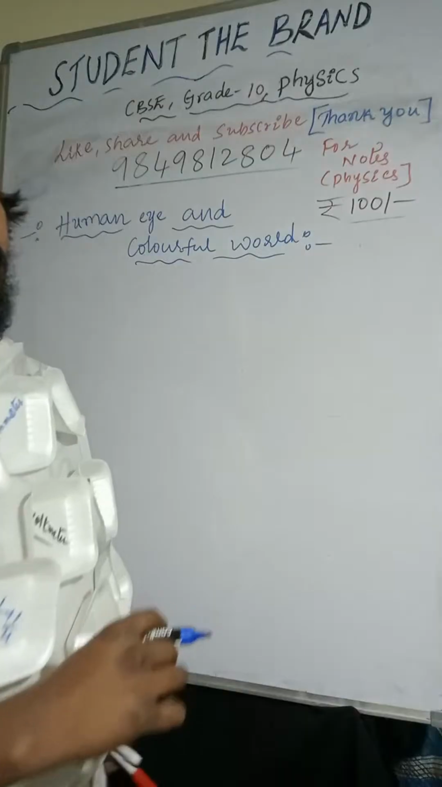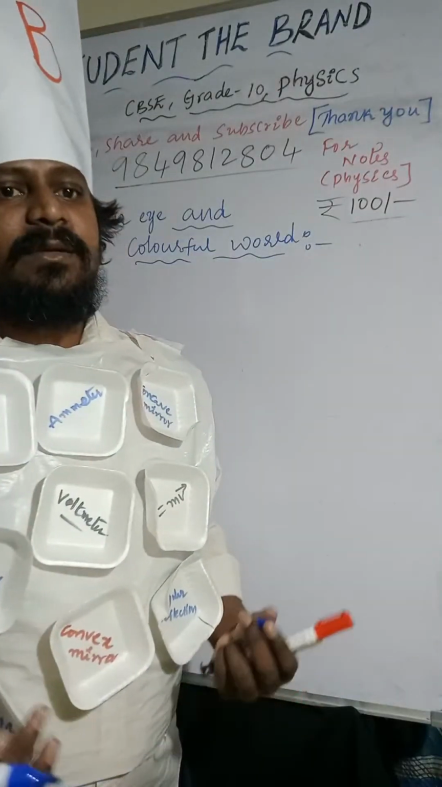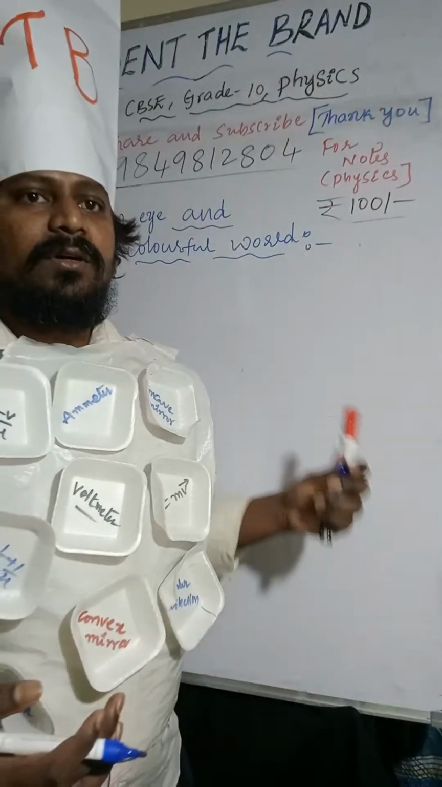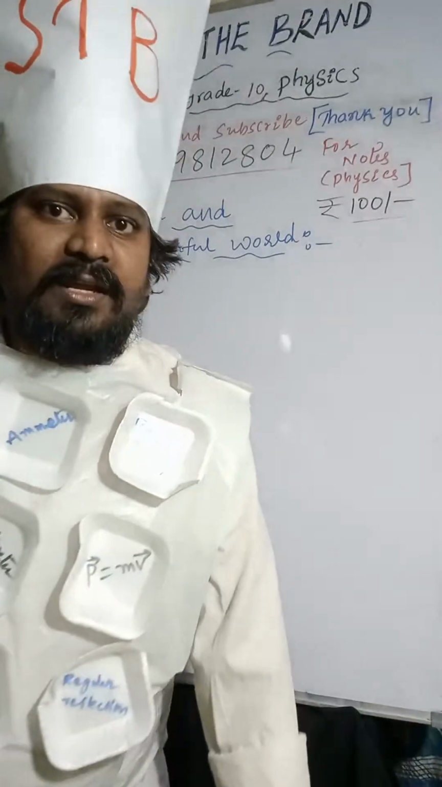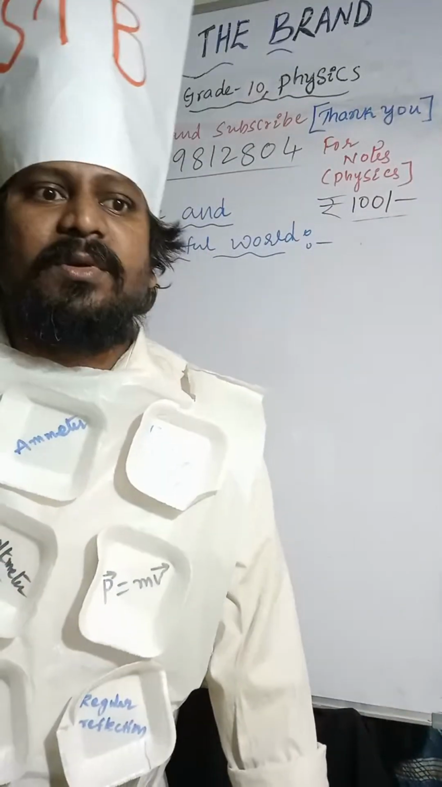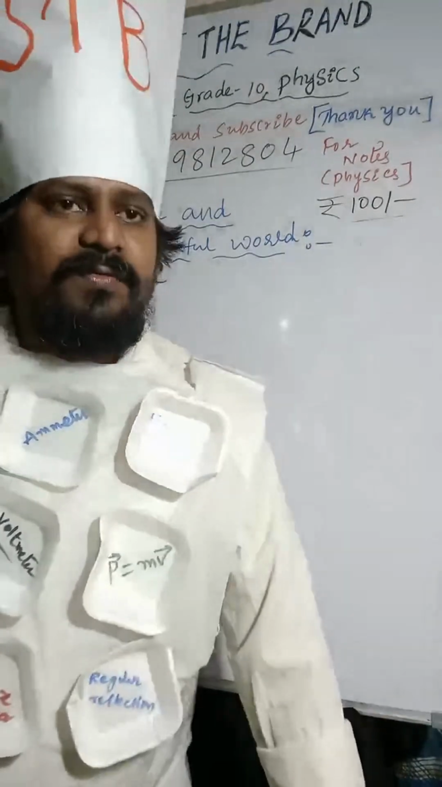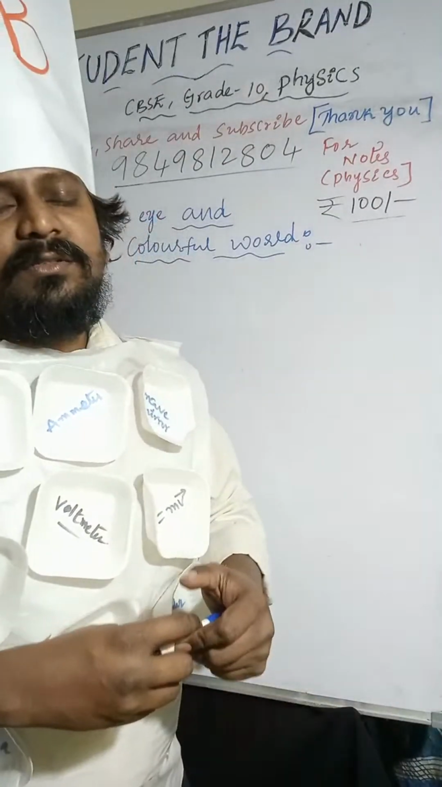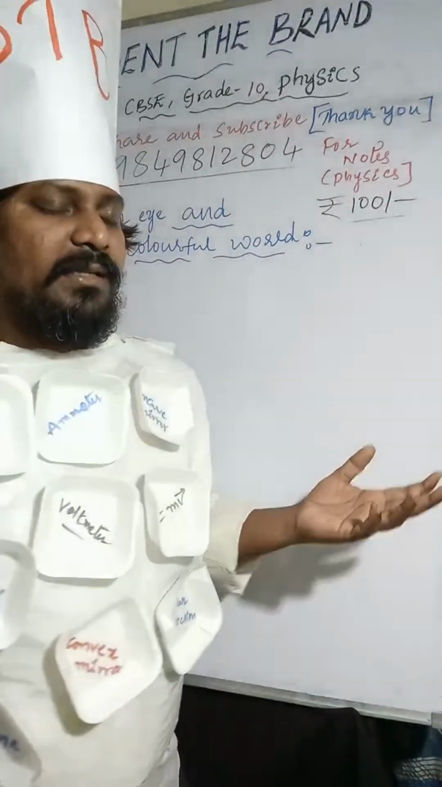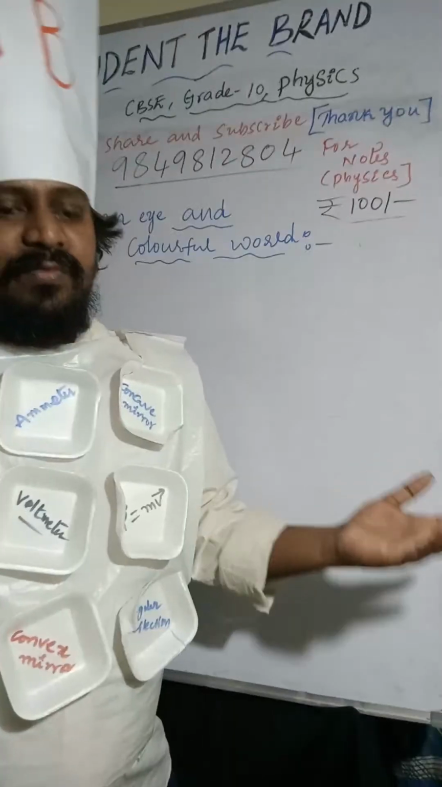Okay. So today we are going to discuss the human eye and the colorful world. The human eye is the most sensitive organ in our human body. Through our eyes only we are able to see the beautiful world. If you close your eyes, you can't see anything. Once you open your eyes, you can see everything in front of us.